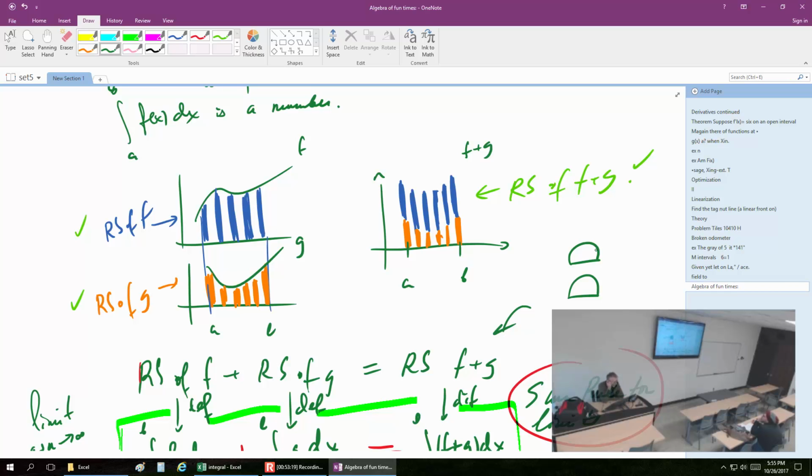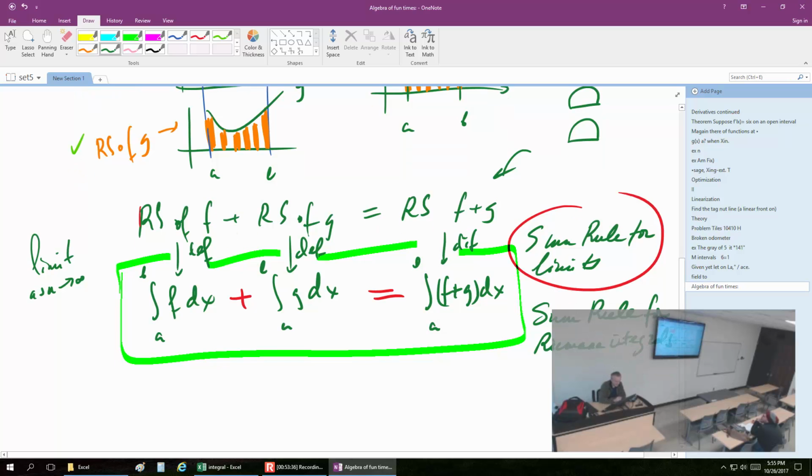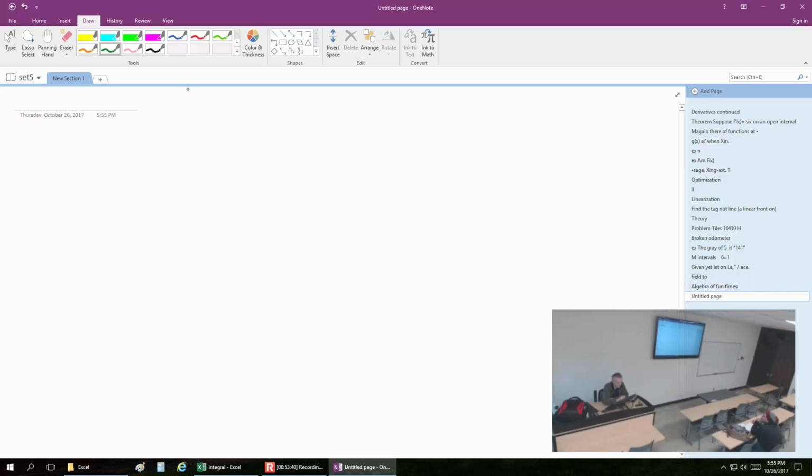So to add two areas, we add the functions that define them. That's another way to look at it. Adding areas means adding the functions that represent the upper borders. Similarly, there is the constant multiple rule.